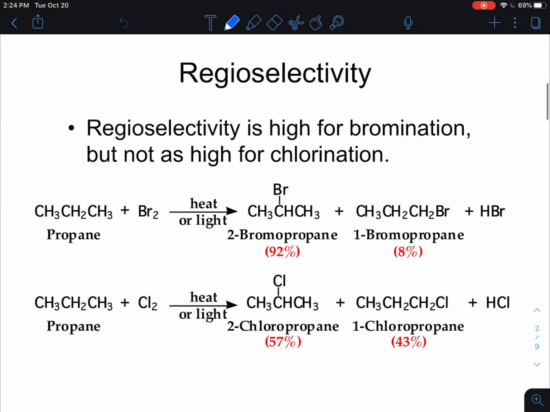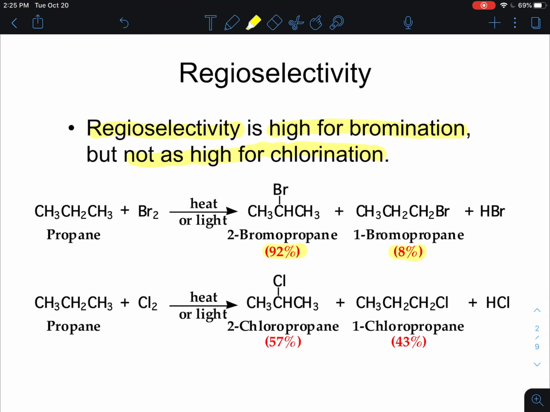Okay, so I had kind of a larger set of slides about radical reactions, and I just picked a few to talk about. I think the handout that I gave you really covers everything in more detail. So our first point, right, we said regioselectivity is high for bromination, but it's not as high for chlorination. And so showing exactly the same two examples, right? Propane with bromine, we see that it's 92% 2-bromopropane with only 8% 1-bromopropane.